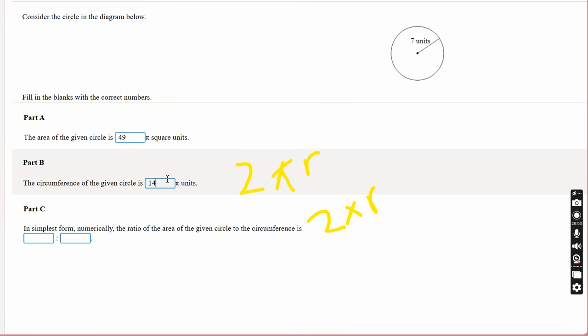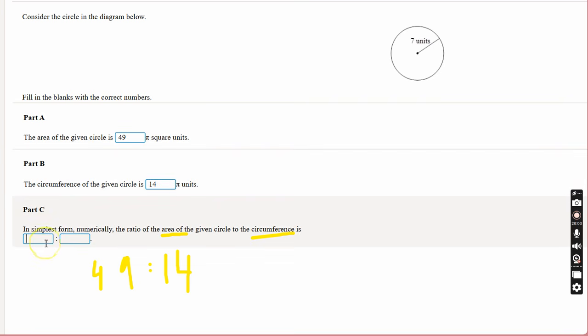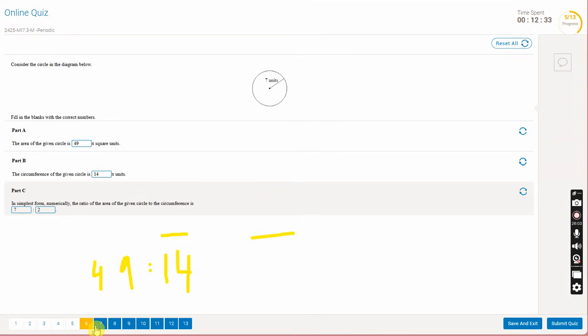2 times 14. Now the next one, the last one, is just a ratio. But be careful, what do they want in the ratio first and what do they want second? So what is area? Sorry, 49 to 14. That is 7 to 2. So it's 7 to 2. Let's go to the next one.